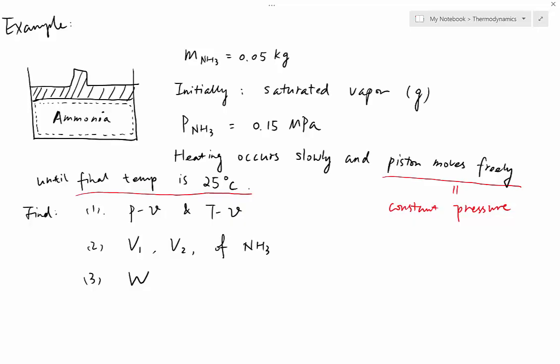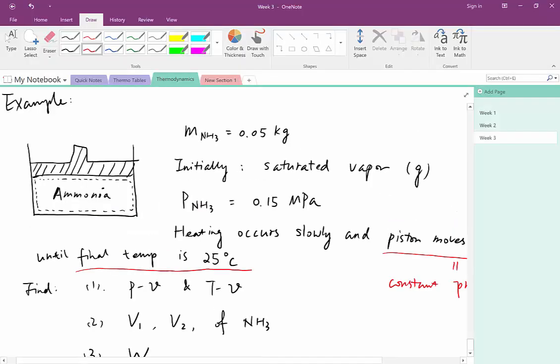Then what we need to do is first sketch this process on two diagrams, a P versus nu diagram and a T versus nu diagram. Second, we want to find the initial volume V1 and the final volume V2. And the last thing is to look for work. What is my system? My system is within the dashed line, and it's ammonia. Ammonia is my system.